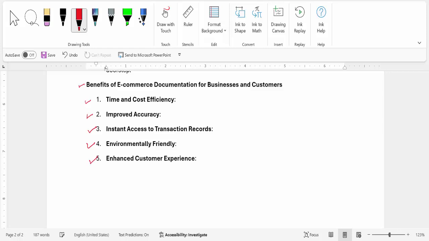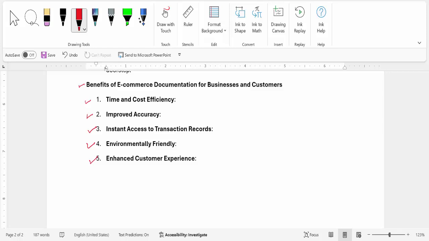5. Enhanced customer experience. E-commerce platforms often provide features like instant refunds, easy return processes, and detailed FAQs, which improve the shopping experience. Digital documentation simplifies customer service and allows for faster, more efficient support.